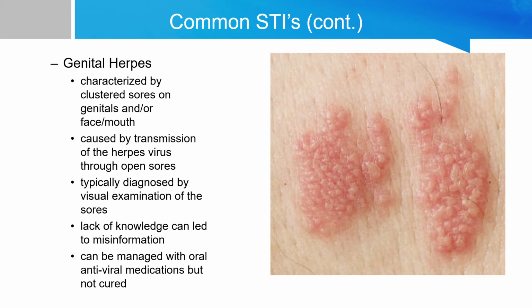Lack of knowledge can lead to misinformation regarding herpes and transmission. For example, herpes can be passed along through open sores. If the partner does not have any open outbreak, there is a possibility that it may not be transmitted. Although there is no cure for genital herpes, it can be managed with oral antiviral medications.